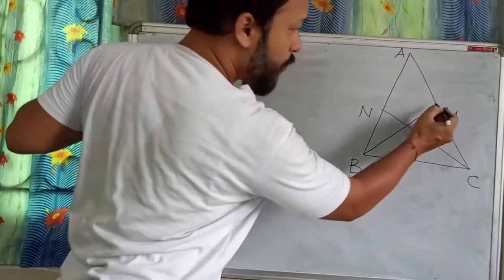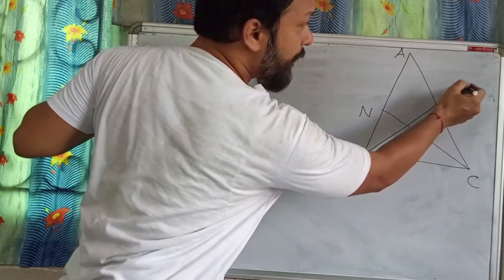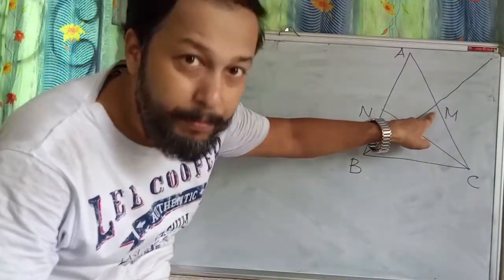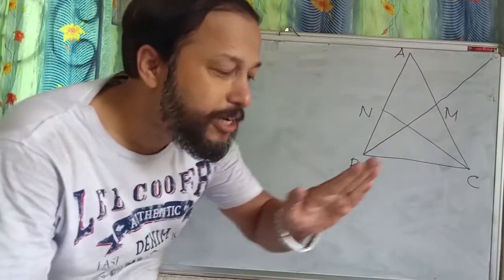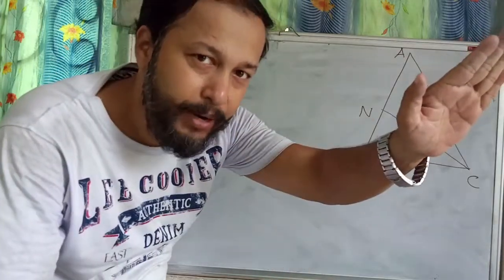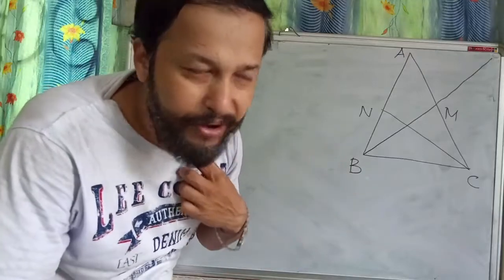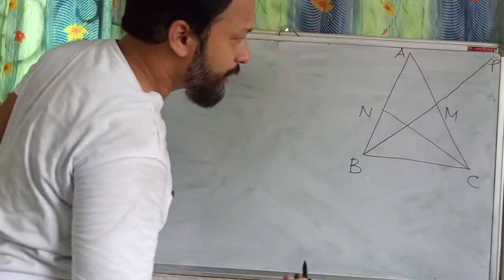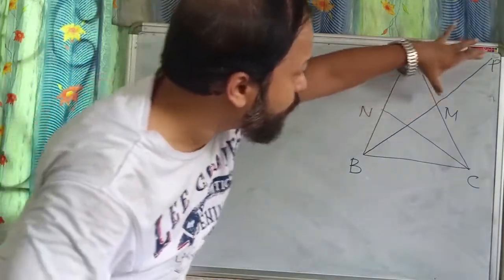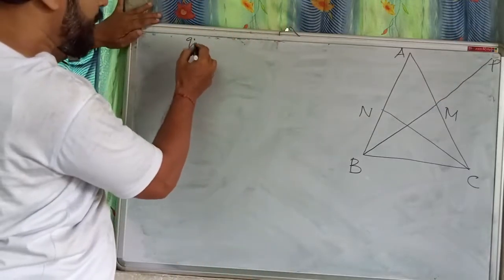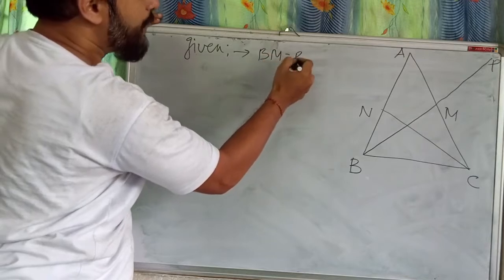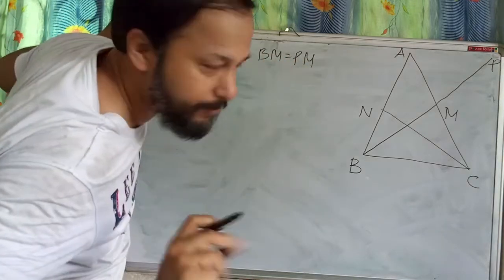Okay. Now, you produce this from BM. BM is the median, and you have to produce it in such a way that you produce it to P, such that BM equal to PM. That is given in the question. BM equal to PM. That is given in the question.